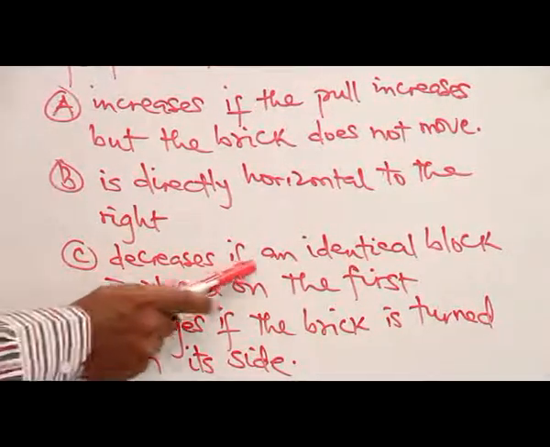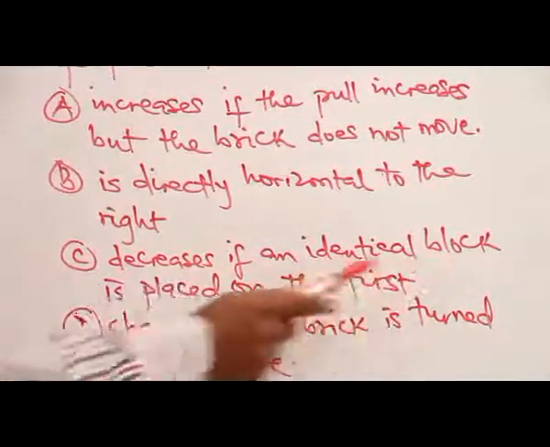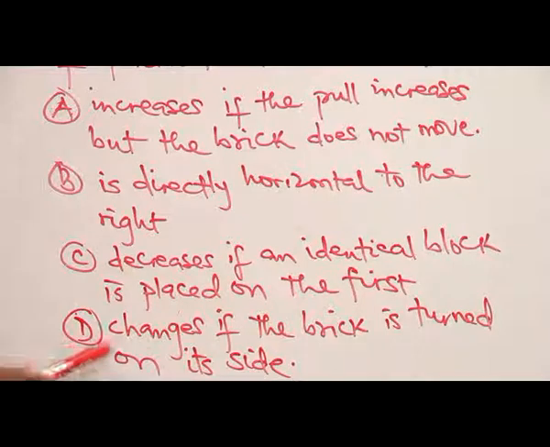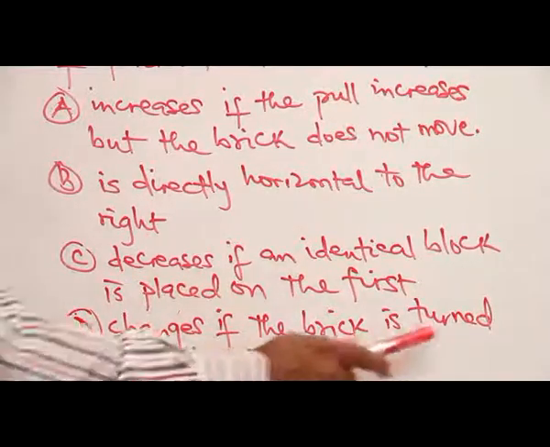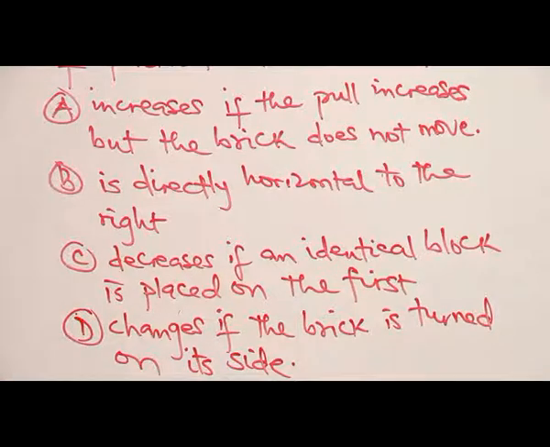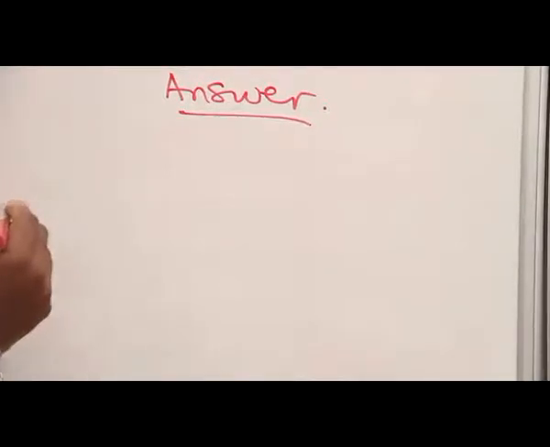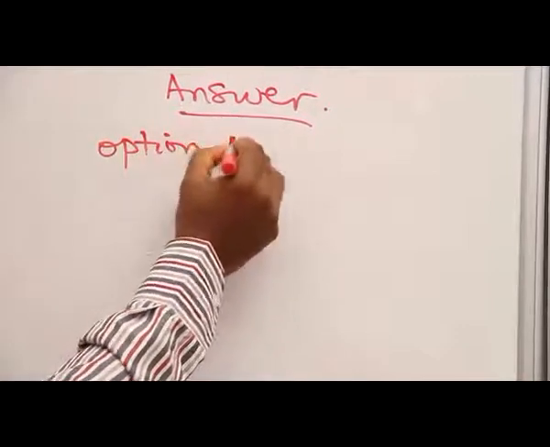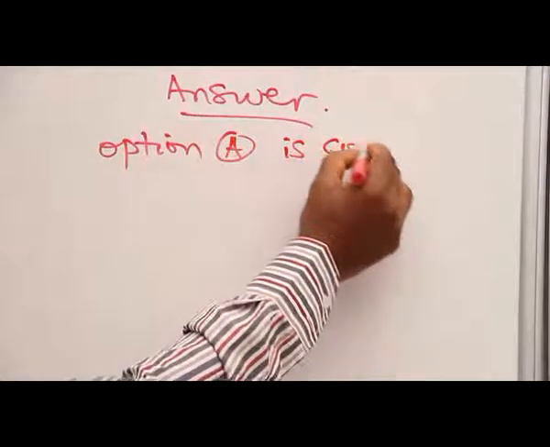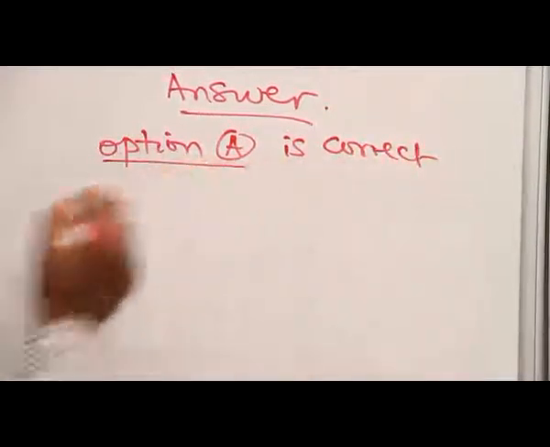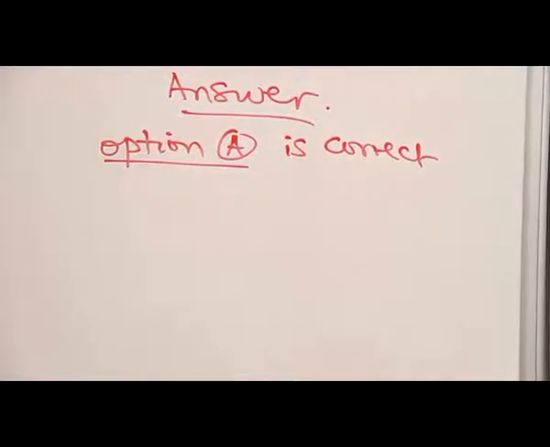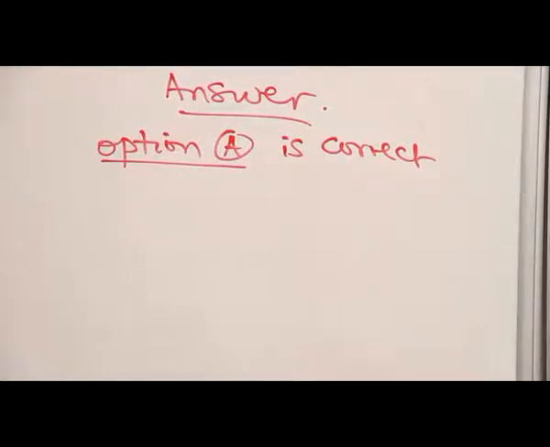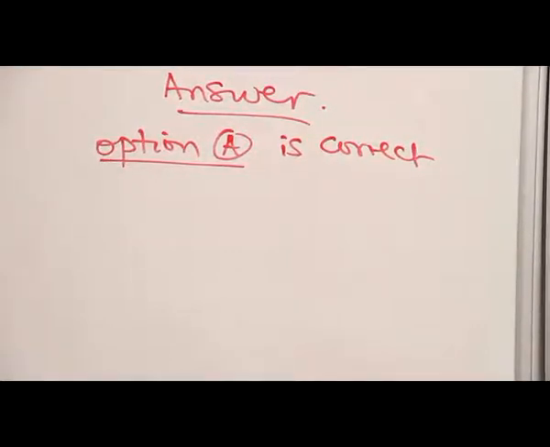C, decreases if an identical block is placed on the first. D, changes if the brick is turned on its side. The correct option is A. Option A is correct because the force of friction increases with the increase in the force applied to move the brick forward.